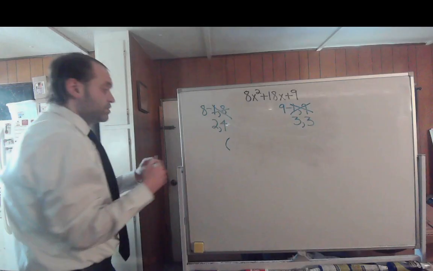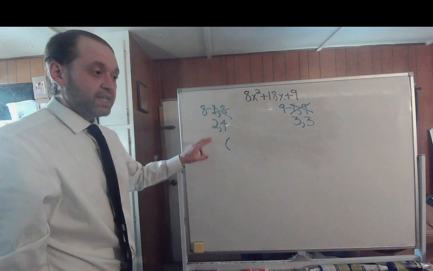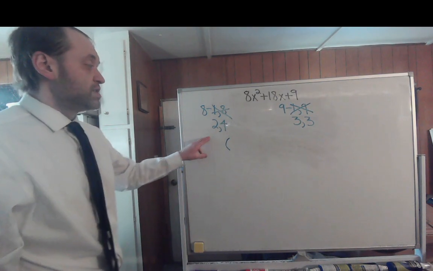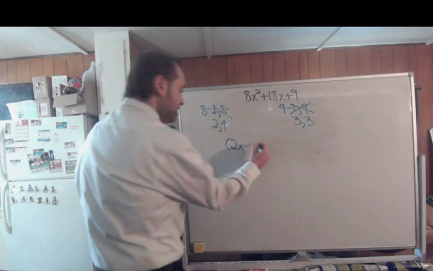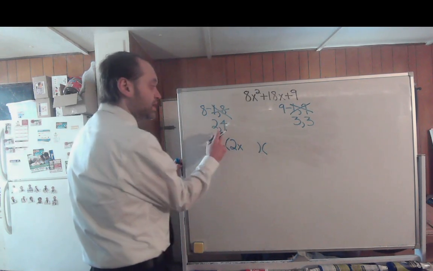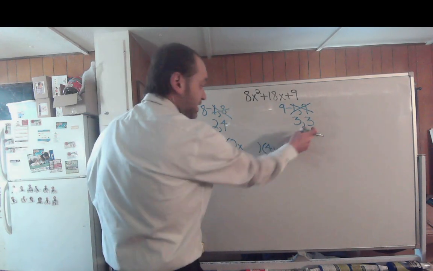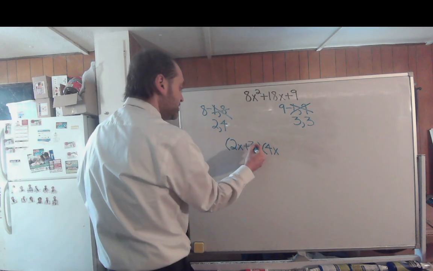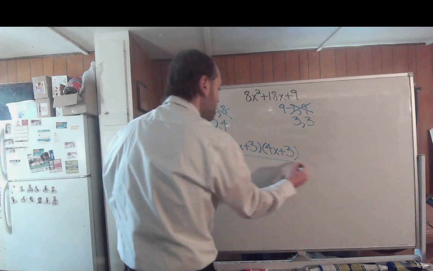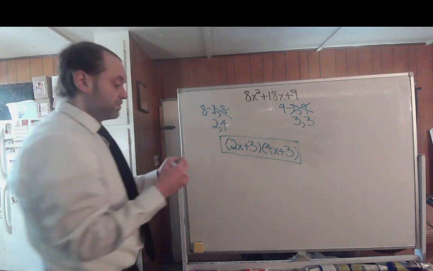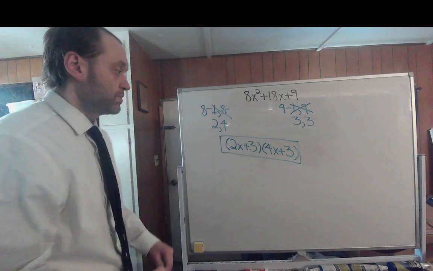Now, you're going to get, again, a quantity of 2x to the first terms. Your factors of 8 that you're using are 2 and 4. So that means the first term of the first quantity would be 2x, and then the first term of the second quantity is going to be 4x. And then since everything's positive and the only other factors are both 3's, you'll just have 2x plus 3 times 4x plus 3. So this will factor down into the quantity of 2x plus 3 times the quantity of 4x plus 3.